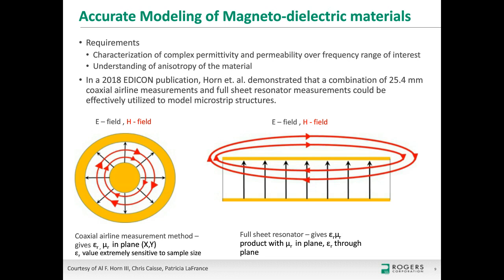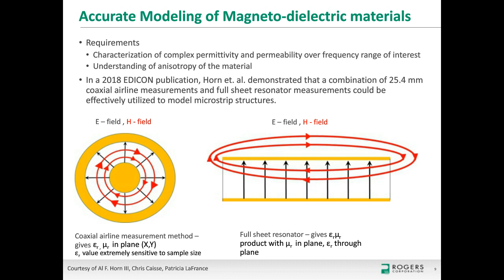Now that structure, if you look at it, you get your permeability measurement because your H field is circling the conductor, so you get your permeability measurement in plane. And because your electric field is working radially out from the center conductor to the outer conductor, you also get your permittivity measurements in plane.